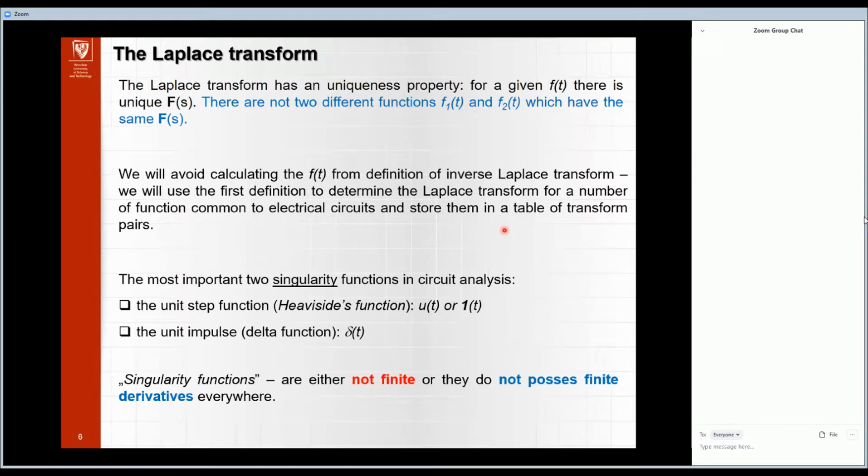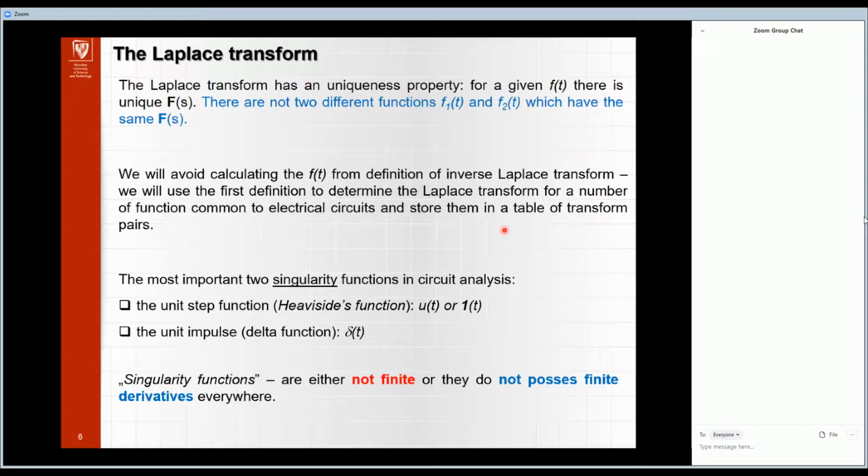I should inform you about the two most important singularity functions in circuit analysis. Firstly, what does singularity mean? Singularity functions are either not finite, or they do not possess finite derivatives anywhere. We'll see what exactly it means. And we have the two most important functions connected with circuit analysis.